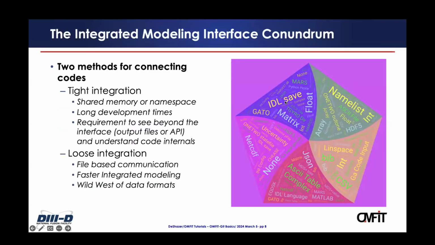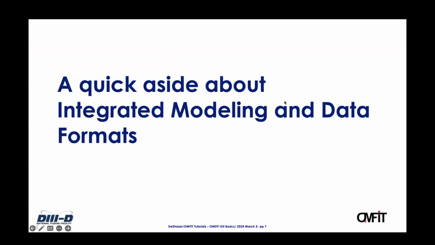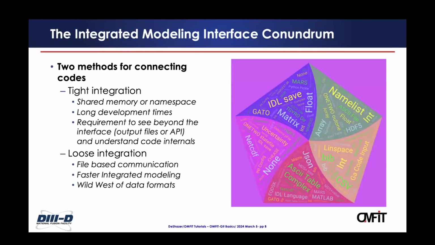So I want to do a quick aside about integrated modeling and data formats. When we talk about connecting two codes, there's really two ways. There's probably more ways, but this is the thing that I think is important. One is what you call a tight integration. Tight integration typically, I would say, is when you compile the codes together, where you share the same memory space, and you usually do these exercises for speed because you want the communication of data to be as quick as possible.